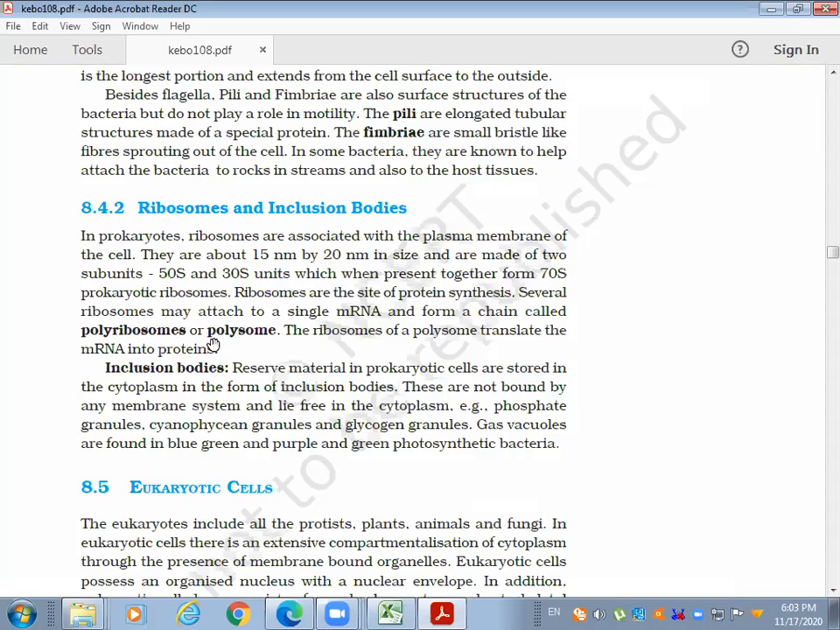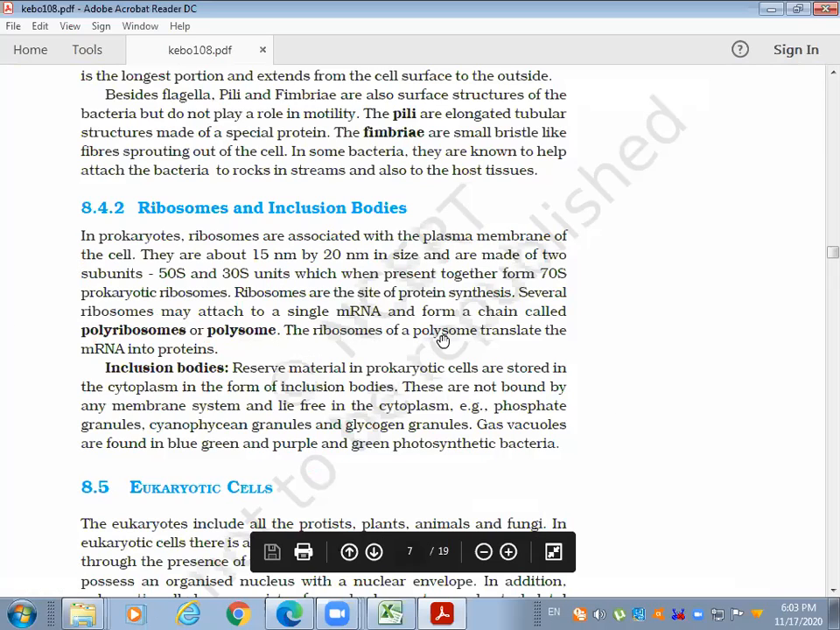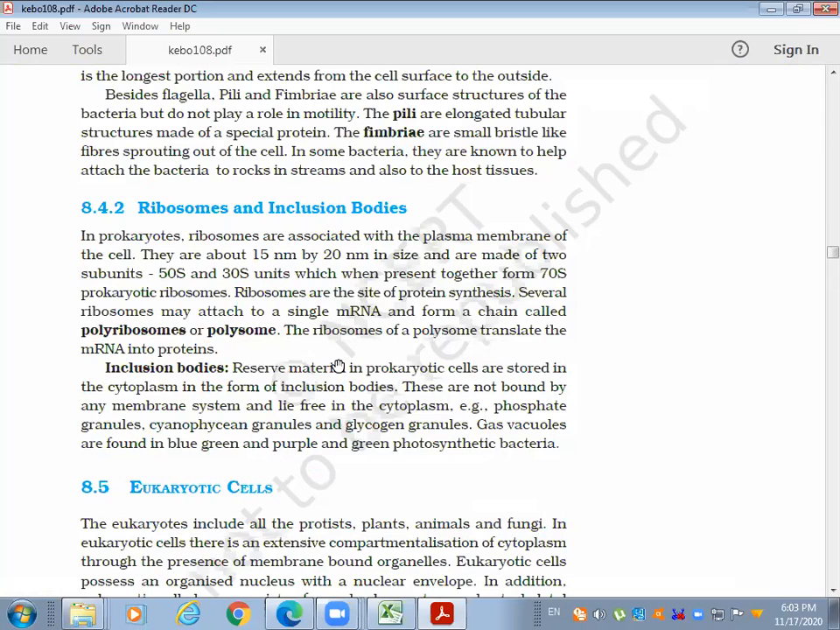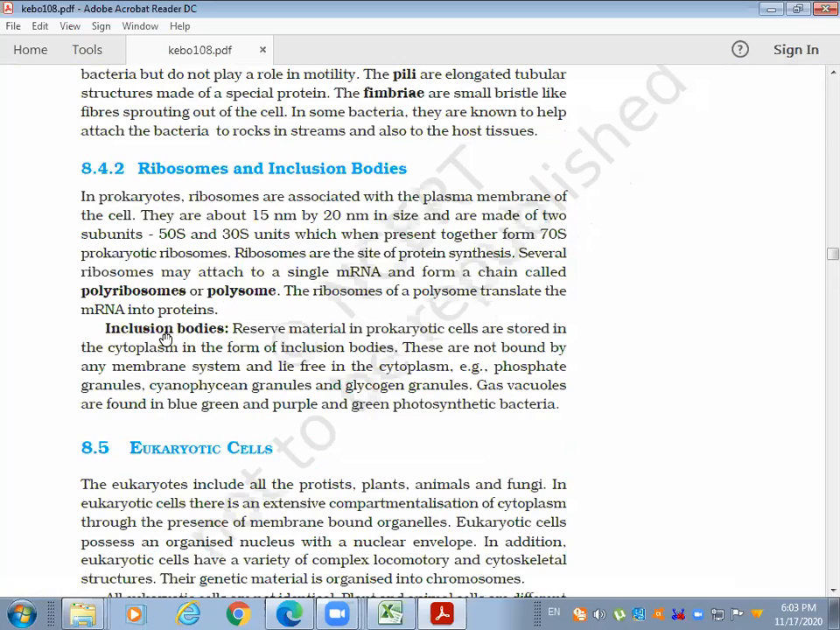Several ribosomes may attach to a single mRNA and form a chain called polyribosomes or polysome. The ribosomes of a polysome translate the mRNA into protein.